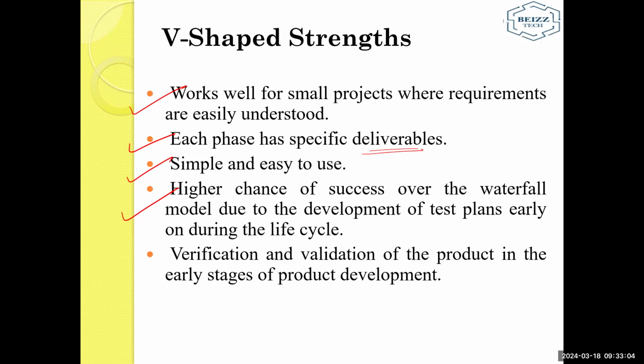Because in waterfall, after development, we start testing practically. But in V, at the time of requirement only, we can start testing. Nowadays, for any model you follow, we have to follow the rule: we should start testing right from the requirement and continue till the release. So verification and validation at every phase of the product, in the early stage of product development. So we are able to verify and validate the software application early in the life cycle.